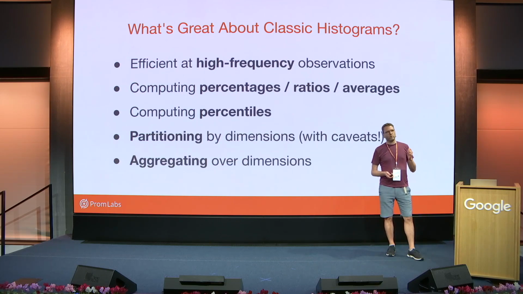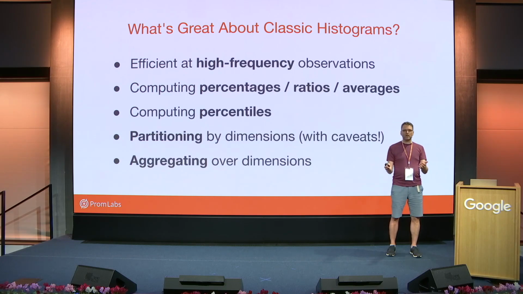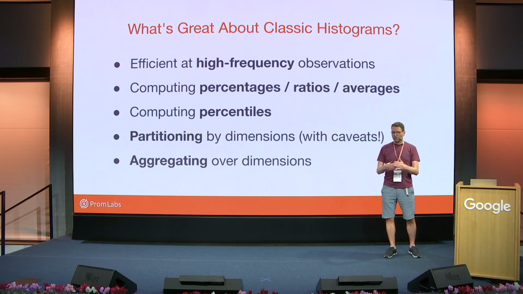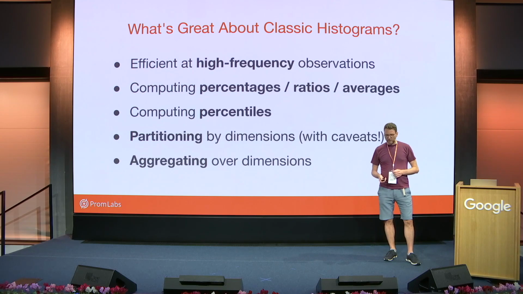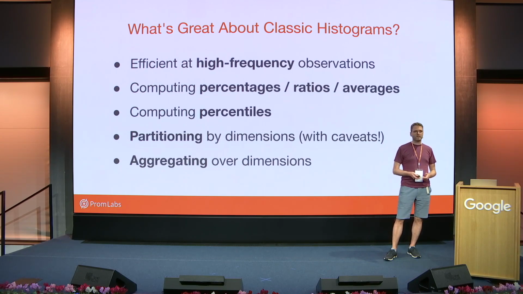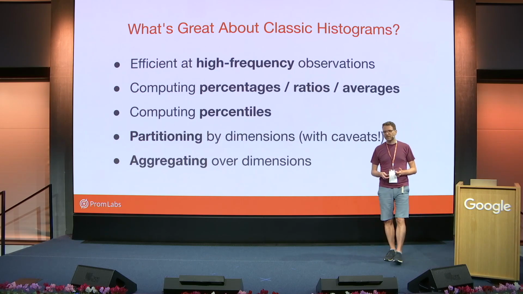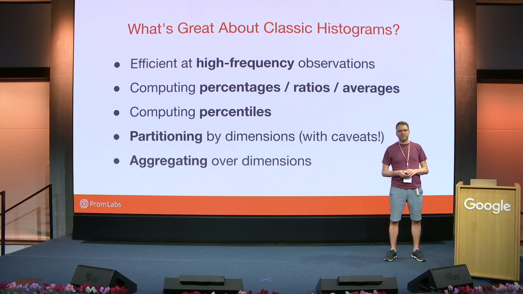They allowed you to calculate stuff like percentages, ratios, averages. For example, if you have a bucket boundary at exactly 100 milliseconds, then it's very easy to calculate from a histogram what ratio of all my requests finished within 100 milliseconds. You could also calculate percentiles or quantiles from histograms. That's the histogram quantile function. Like everyone who uses histograms in Prometheus uses that all the time.